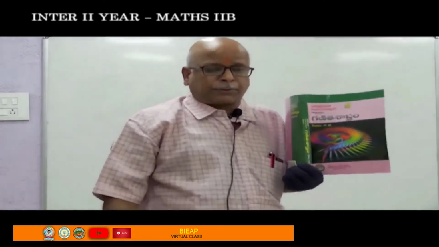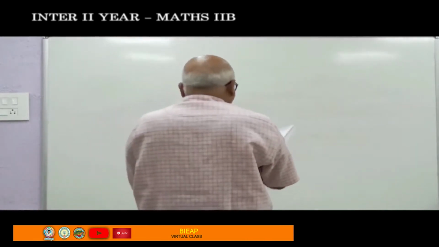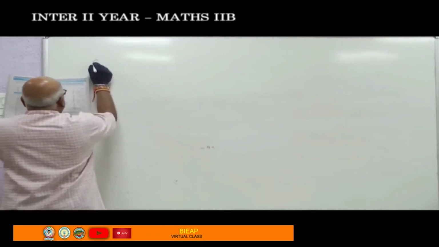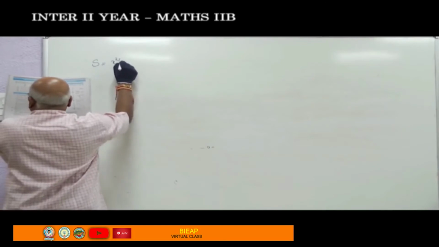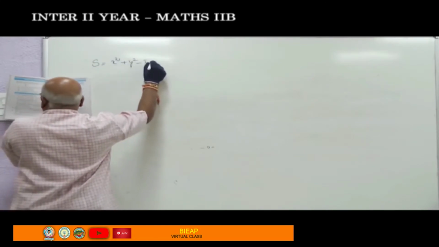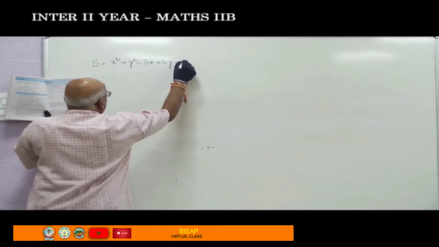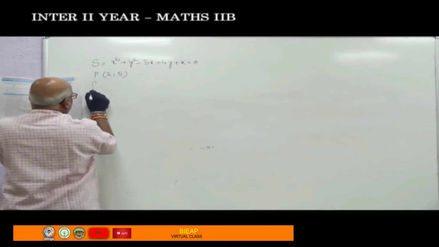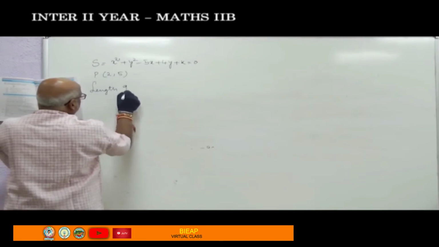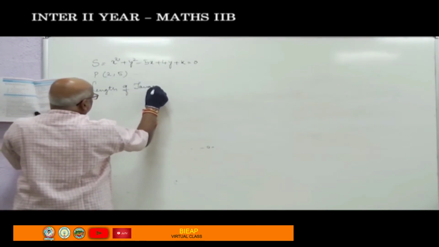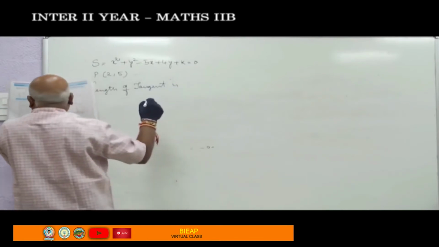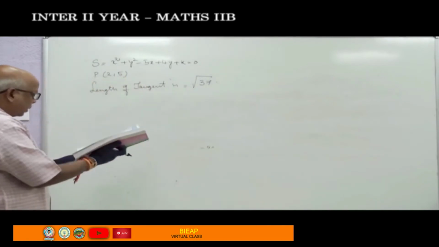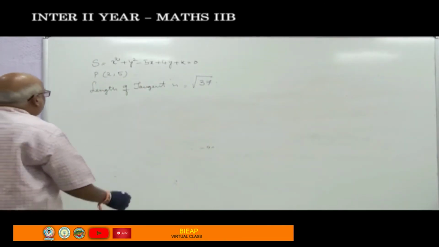Next problem of same model, I will leave that one as homework to you. That is, I'll write down the problem. Circle equation x square plus y square minus 5x plus 4y plus k equal to 0. Given point 2, 5. Length of tangent is root 37. Then find the value of k.